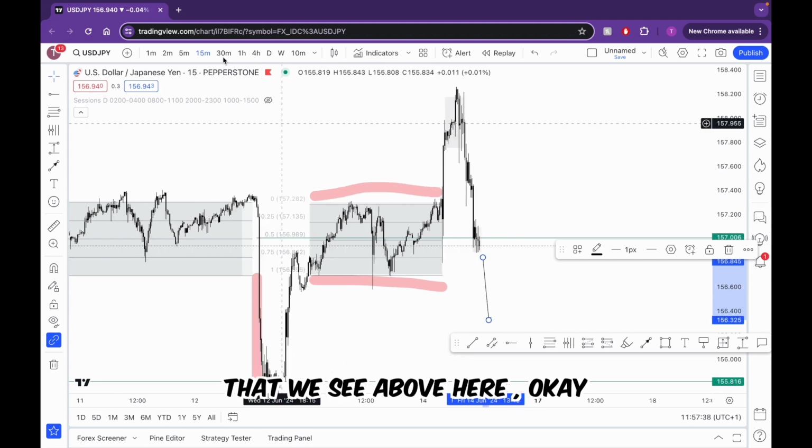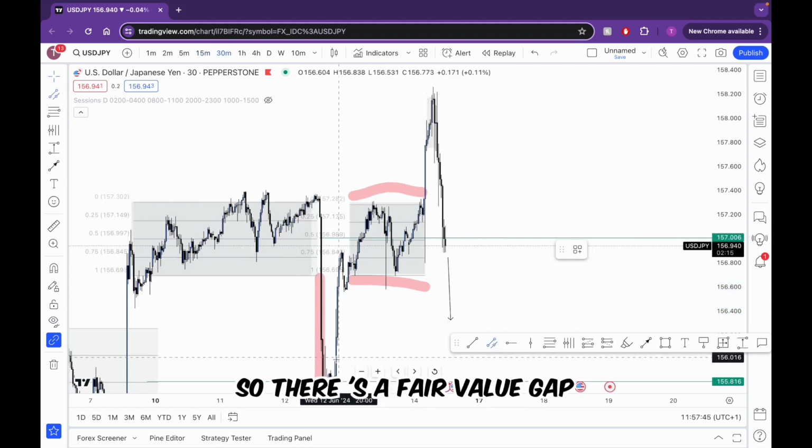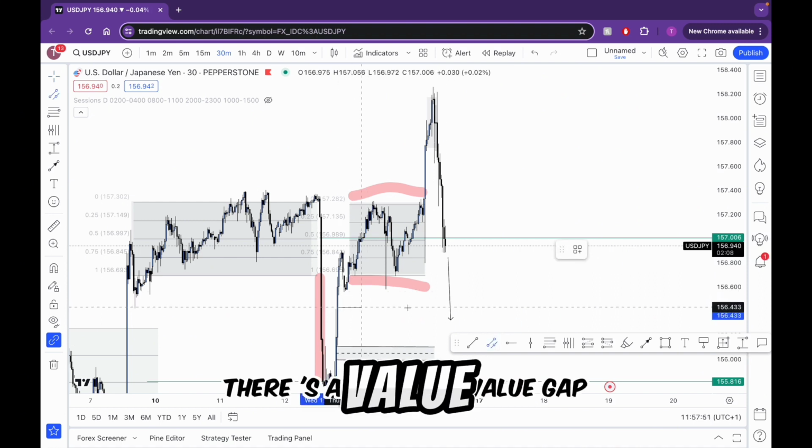My TradingView is a bit slow today, sorry about that. There's a fair value gap there. There's also a fair value gap over here.